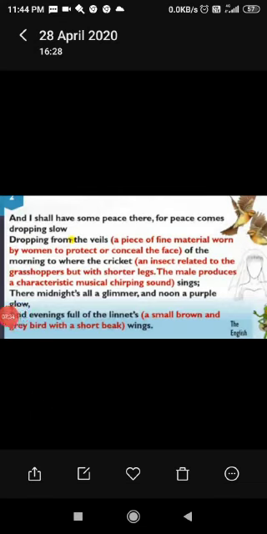Now in the second stanza, he says, "And I shall have some peace there, for peace comes dropping slow." In the first stanza he told us that he will go there, he will build a room for himself, and he will arrange food. These things were told in the first stanza. So what is told in the second stanza? The poet says that when he reaches Innisfree, he will feel peaceful. He's saying that he will feel peaceful there.